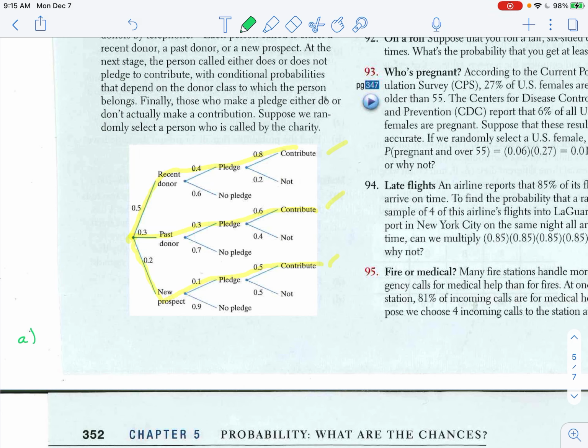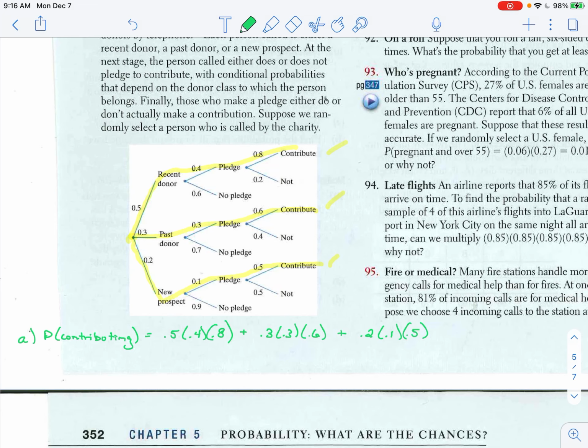So for part A, the probability of contributing, I could write this all out. I really don't want to. But this is equal to the probability of contributing given there's a recent donor who pledged. I'm just going to multiply them. So 0.5 times 0.4 times 0.8, that first branch. Or it could have been 0.3 times 0.3 times 0.6, the second branch I highlighted. Or it could have been 0.2 times 0.1 times 0.5.